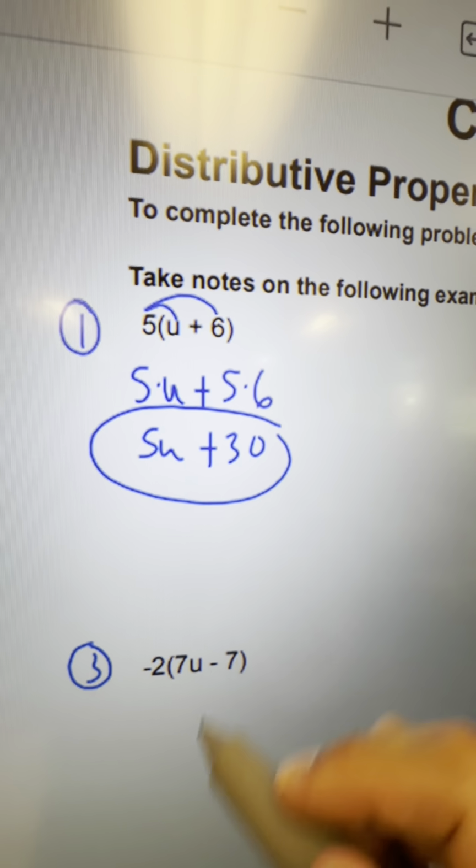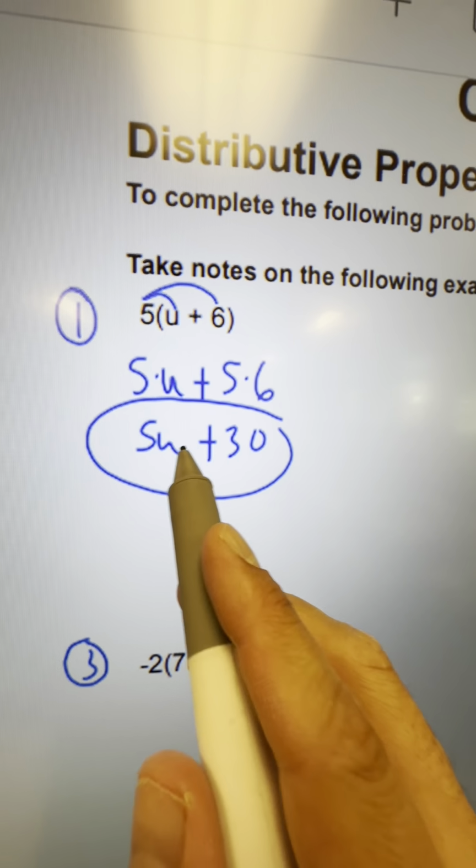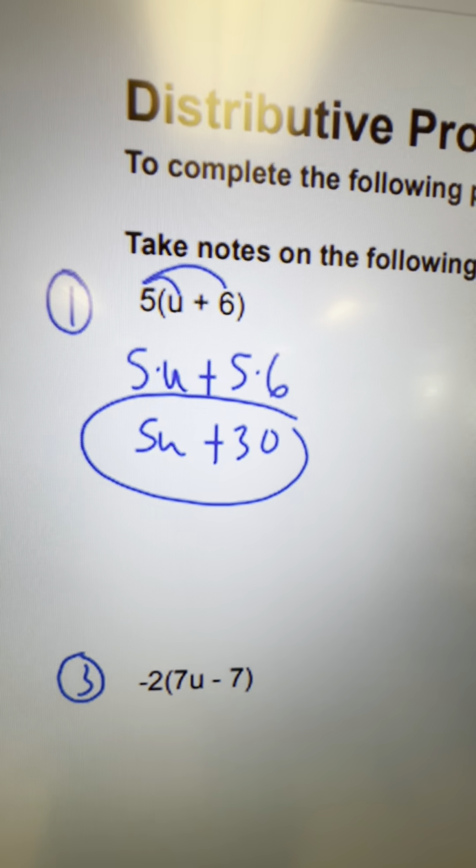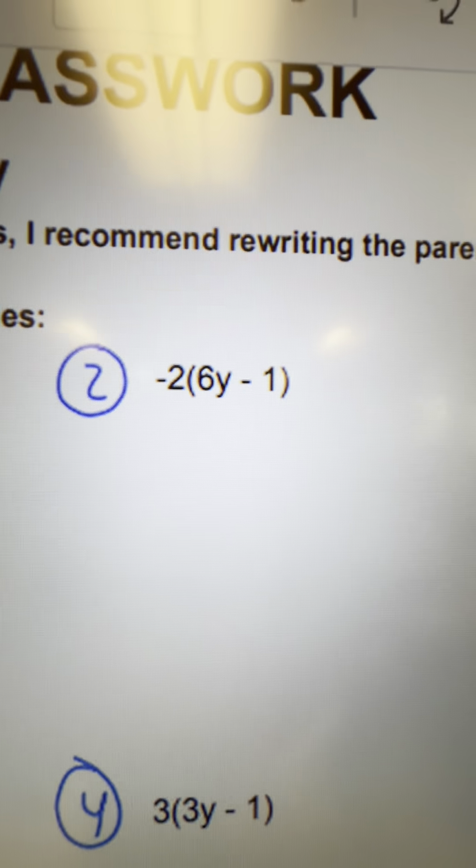This is not an equation. You can't solve it. So we're done right here, 5u plus 30. Notice this has u, this does not have u, so I cannot add these together. So we just leave that expression that way.